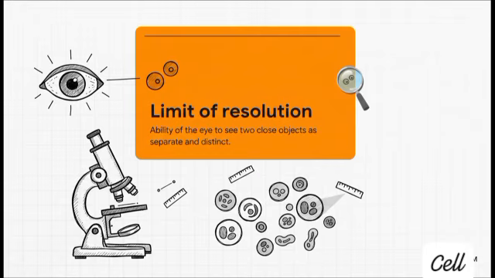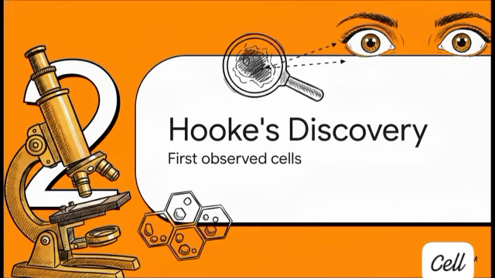Now, here is where we run into a major problem. Most cells are only between 10 and 100 micrometers wide. Because they fall completely under our limit of resolution, they're basically invisible to us unless we use a little technological help. Moving right along to Section 2, Hooke's famous discovery.